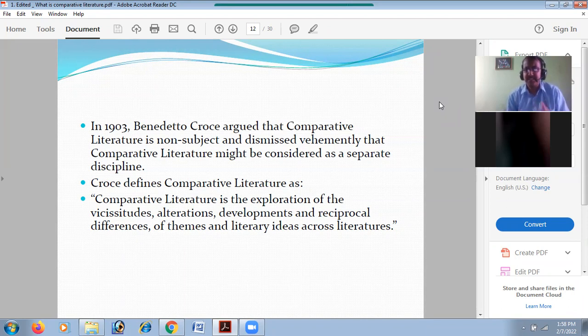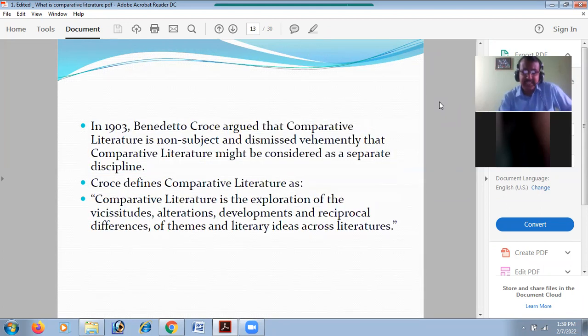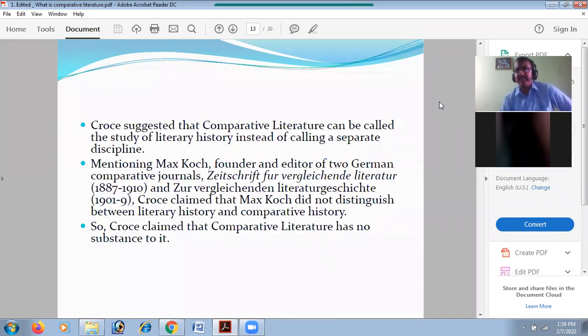Comparative literature will be understanding the alternation, the vicissitudes, the developments, and the reciprocal difference of theme and the literary ideas across literature. It is done by Croce. So Croce suggested that comparative literature can be called the study of literary history. As you see, we will be comparing language, we will be comparing cultures, we will be comparing the other patterns of literature that can easily be called literary history.